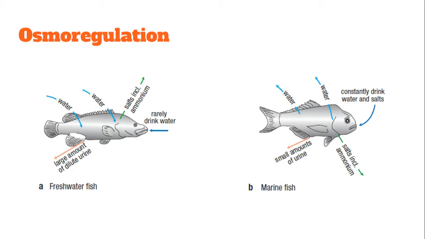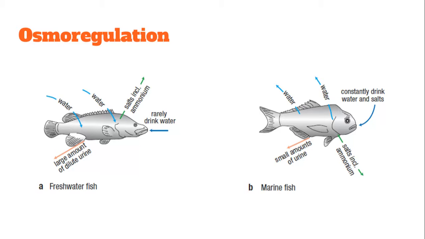So in example A, we have a freshwater fish. The water that they're swimming in is low in salt and ion concentration, so therefore there is a higher salt concentration within the fish. That causes water to move into the fish via osmosis, which means that the fish rarely has to drink any water. But what actually does happen is the salts that are inside the body move out via diffusion, and that's because of that difference in concentration.